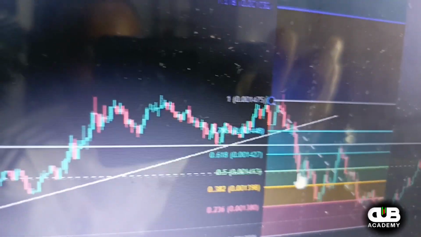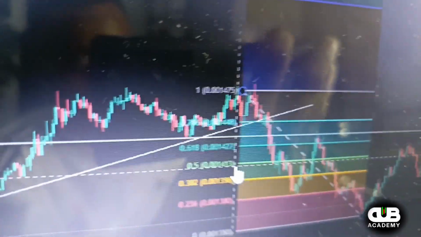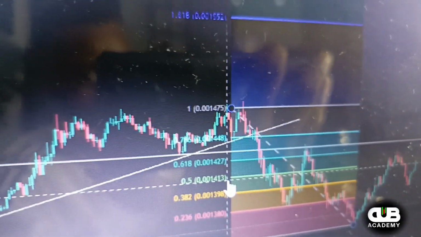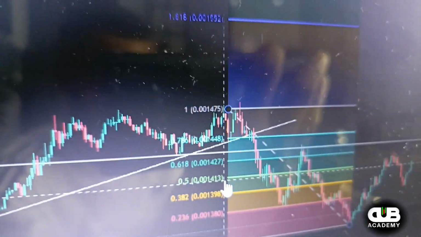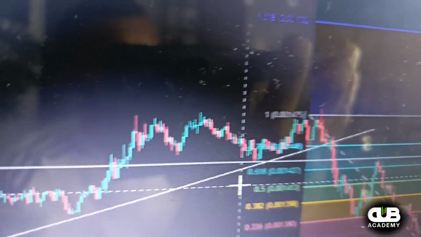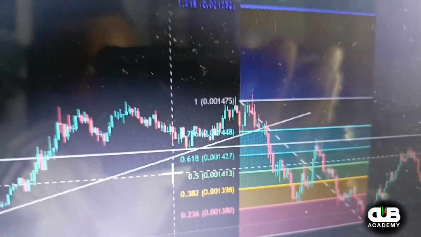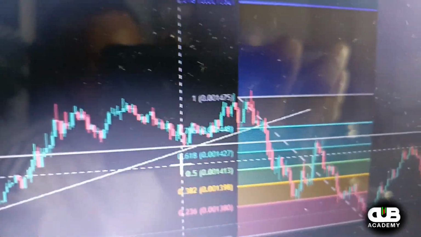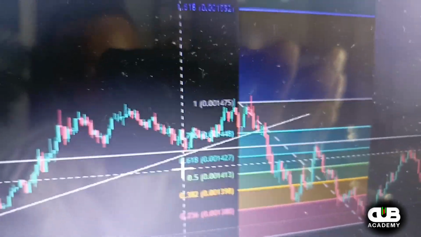So which means I'm not looking to take my entry on that 0.5 anymore. I'm not looking to short the market there, to continue what the trend is giving me, which is the downtrend. Now I'm anticipating 0.618. Why? Because it's closer to that breakout support.